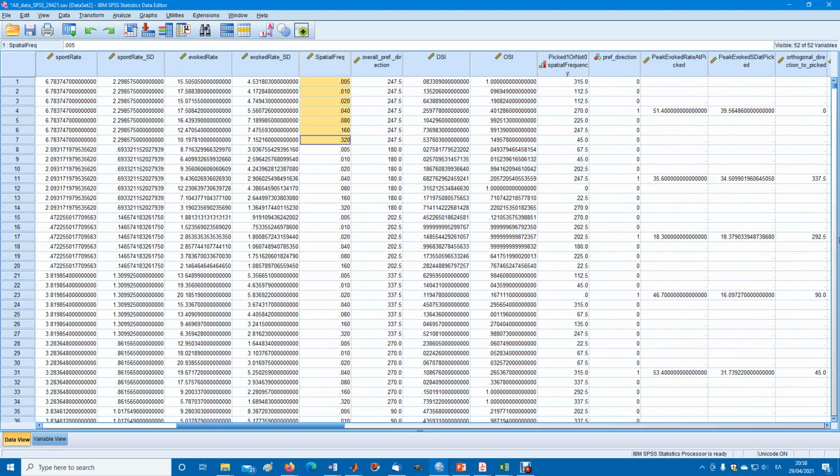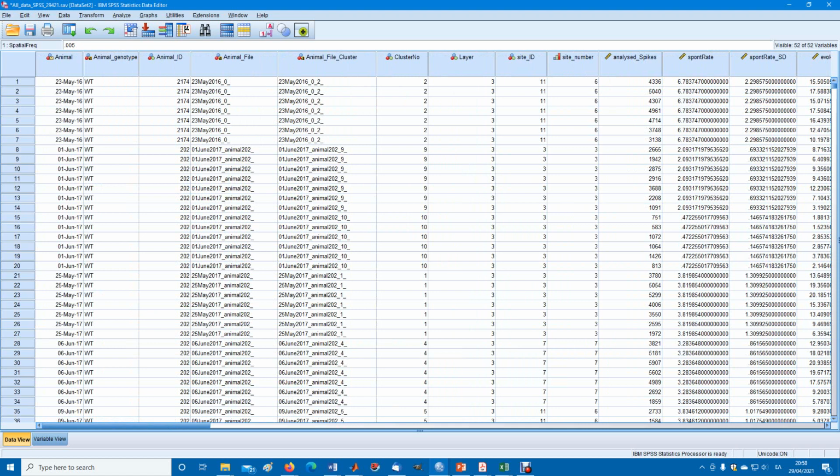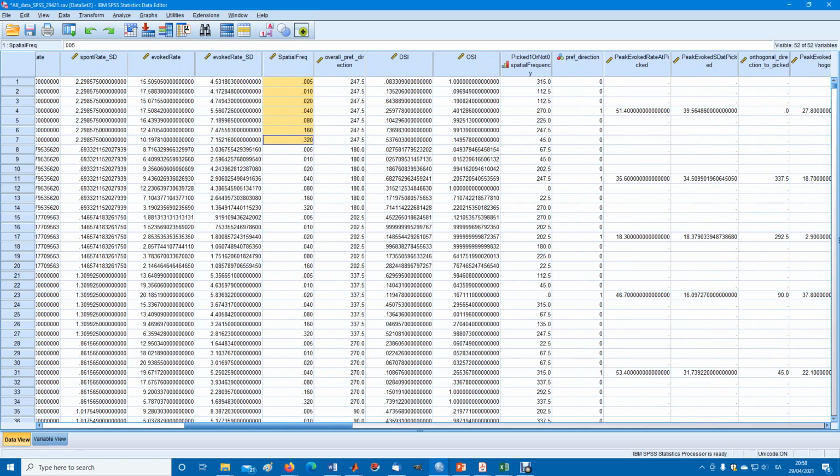You can see there are 7 different values, and each one of the subjects here, which is a cell, animal phi cluster, that's a neuron, was tested for each one of those special frequencies, and we got some kind of dependent variable. So the DSI had a value for it, the OSI had a value for it, the evoked rate had a value for it for each one of those 7, for every cell.